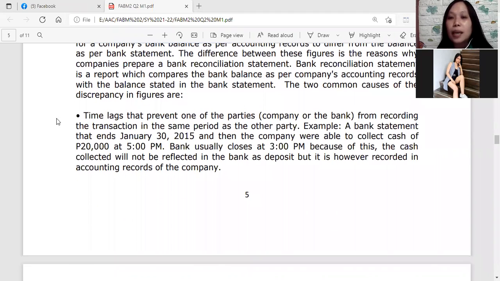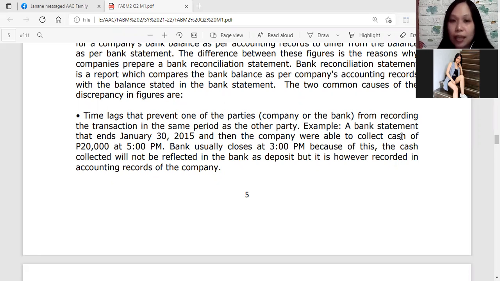Number one, time lags. Okay. Your time in recording is not the same as the time in the bank where the bank records it. For example, the company prepared the check or prepared the amount to be deposited today, but then it was not deposited right away to the bank. So ang na-deposit dito ugma na. So you call that as time lags.